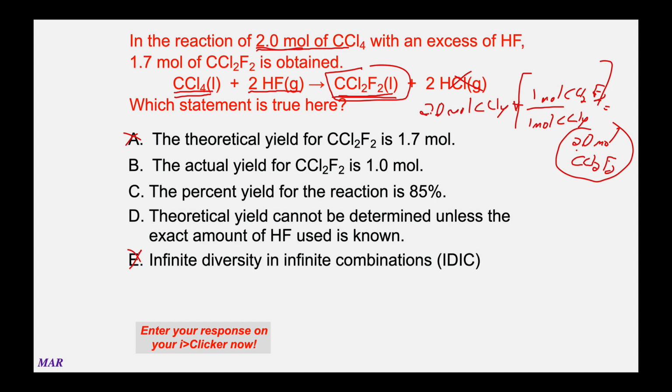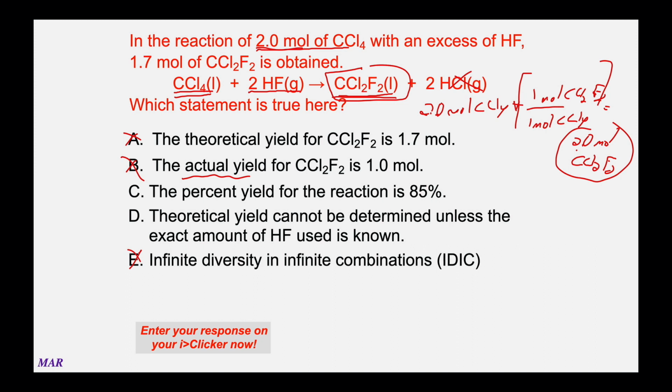1.7 moles is the actual yield of the product, all right? Actual yields kind of have to be given to you, and that's what the 1.7 moles of CCl2F2 is. It is not 1 mole, so B is also incorrect. C, percent yield for the reaction is 85%. Well, let's figure it out, all right?